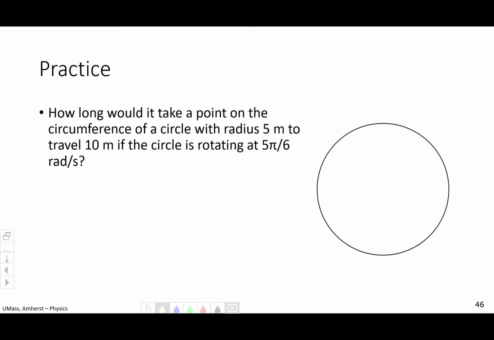Go ahead and take a practice of this. How long would it take a point on the circumference of a circle with a radius of 5 meters to travel 10 meters if the circle is rotating at 5 pi over 6 radians per second? Go ahead and pause, then come back, and we will get this done.